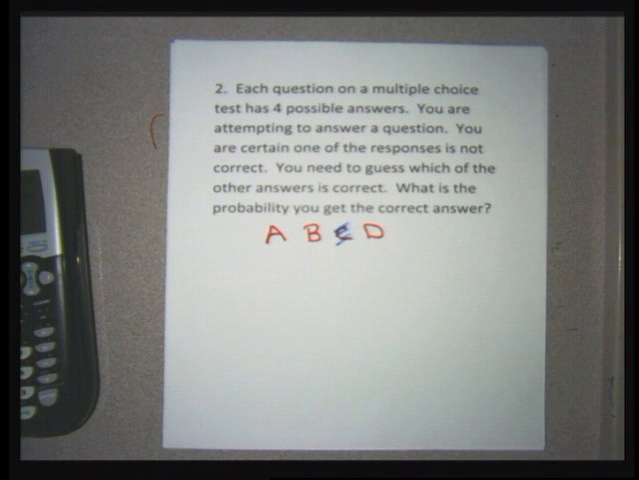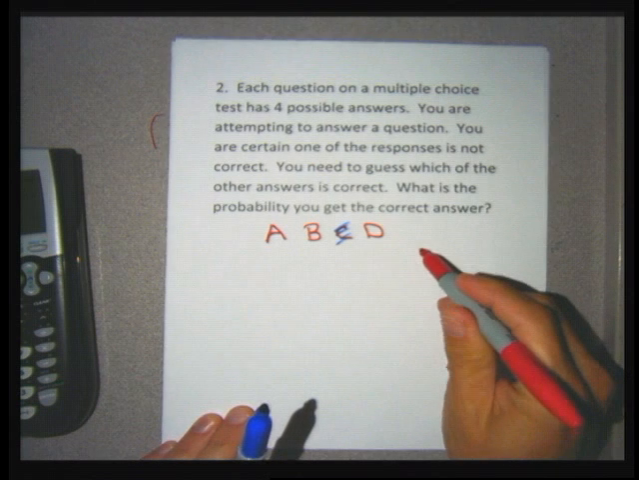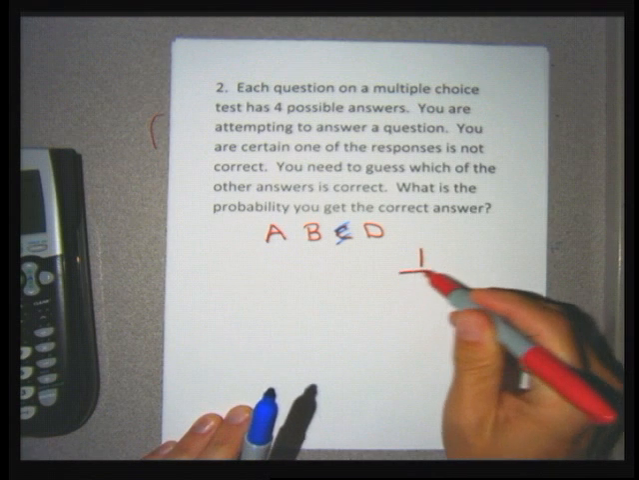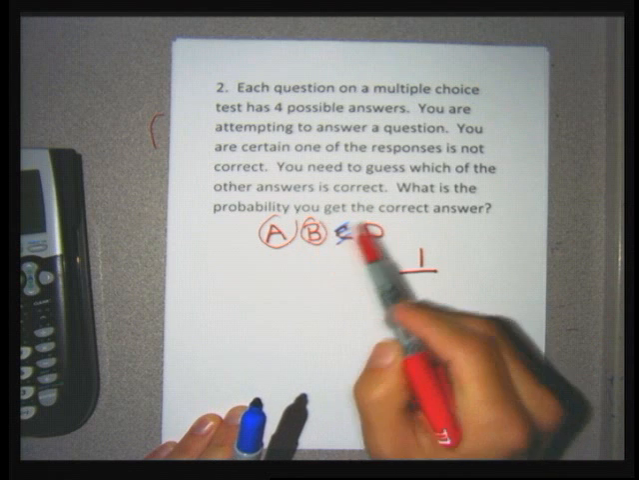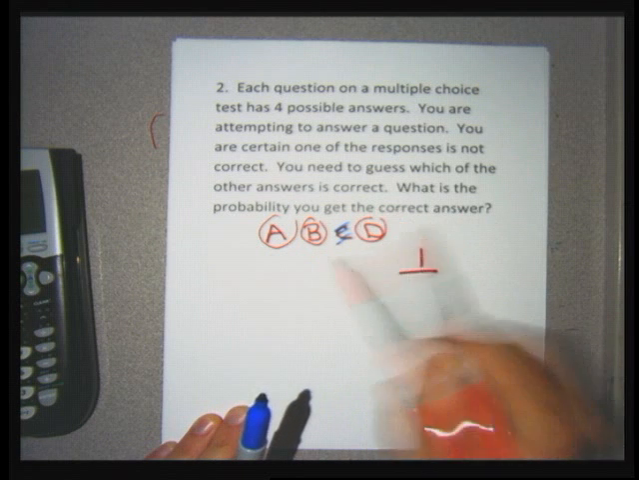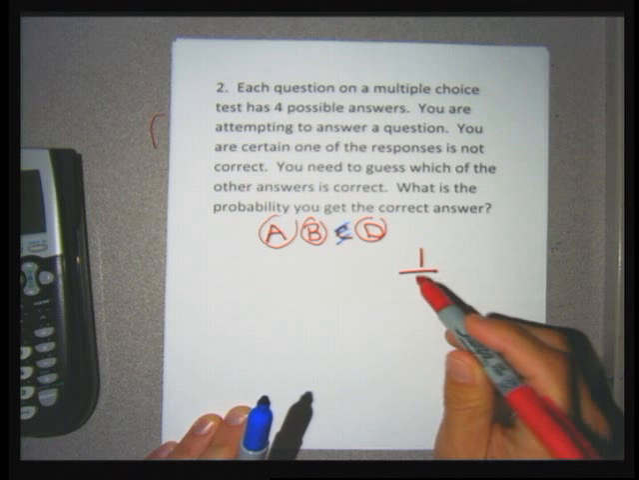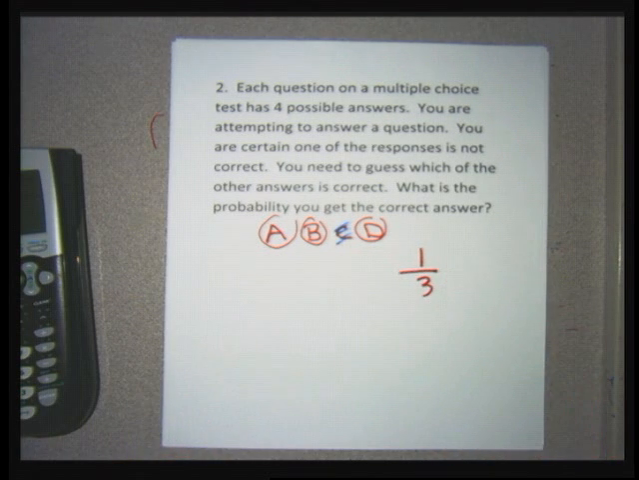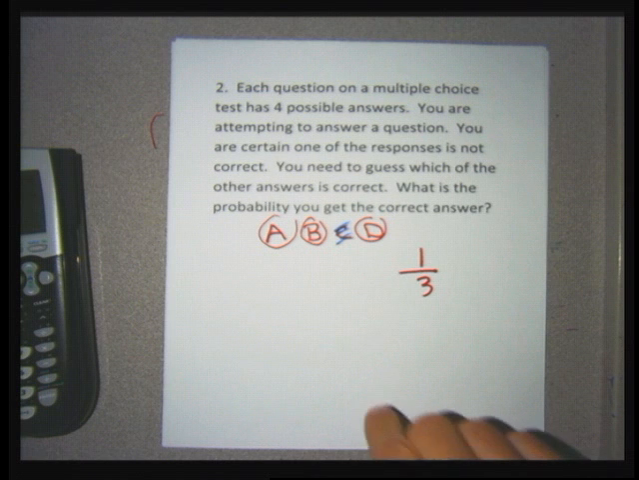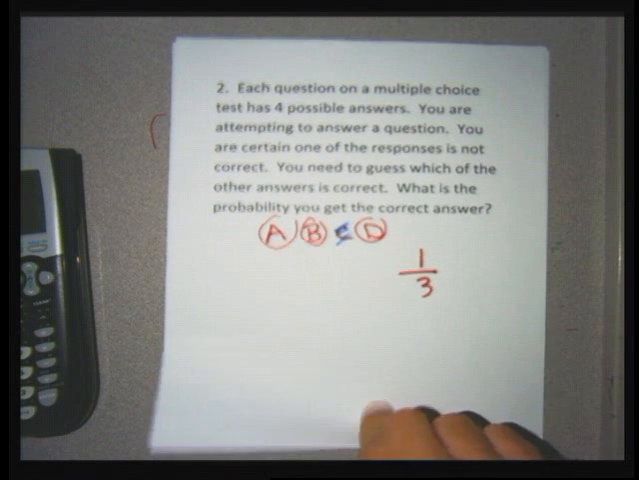There should only be one correct answer, so the numerator is going to be the one correct answer I could guess. The denominator is going to be the number of answers that I may guess from. Because I've eliminated one of the 4 answers, there are only 3 answers left, so the fraction is going to be 1 in 3 for the probability of guessing on this question, where in general it'd be 1 in 4 if you didn't have any knowledge as to which of the answers was correct.